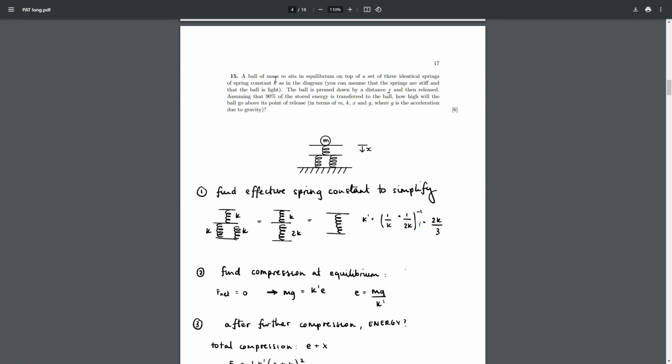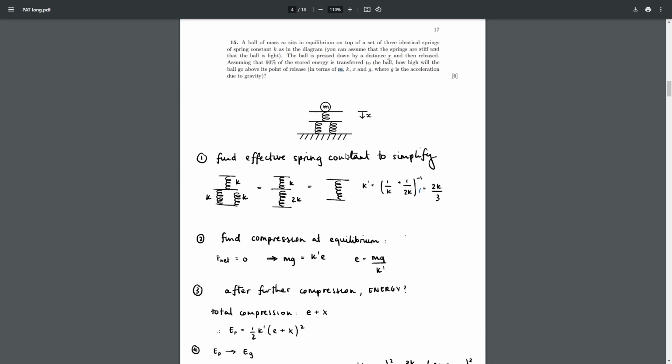Question 15. A ball of mass m sits in equilibrium on top of a set of 3 identical springs of spring constant k, shown in the diagram below, and we're told to assume the springs are stiff and that the ball is light. The ball is pressed down by a distance x and then released, and we're told that 90% of the elastic energy is converted to the ball's kinetic and gravitational energy, and we're asked to find how high the ball will go above its point of release in terms of m, k, x, and g.